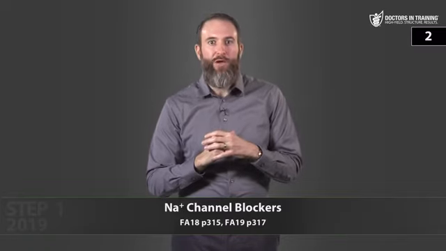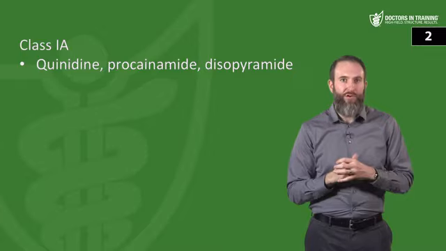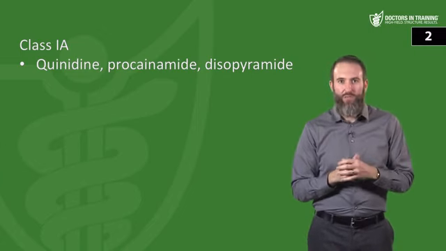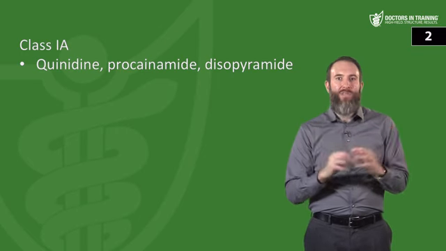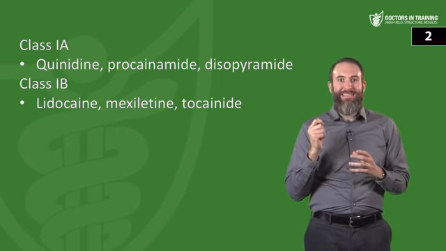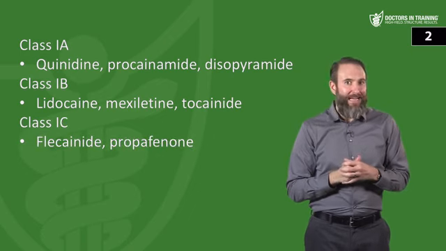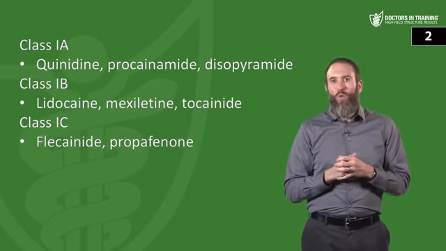All right, so let's talk about your different classes of those sodium channel blockers and where we might use them. So first we have quinidine and procainamide, and also disopyramide as well. Those are the class 1A. Lidocaine, mexiletine, and tocainide, those are class 1B. And then flecainide and propafenone, those are 1C.